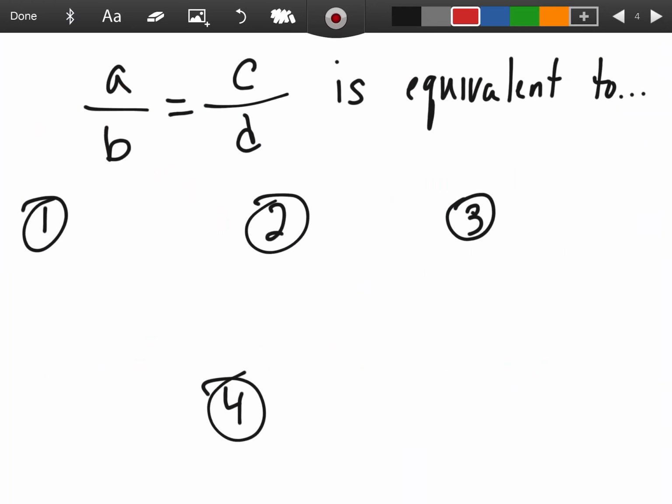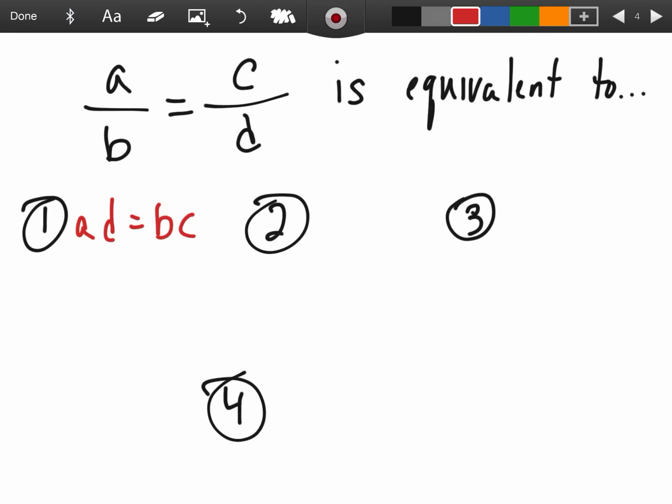All right, so let's say that we have this basic statement, A over B is equal to C over D. That's equivalent to a bunch of other statements. The first one that we'll do is just say, let's cross multiply. So that tells me AD must be equal to BC. If we cross multiply, we know that this must be true.